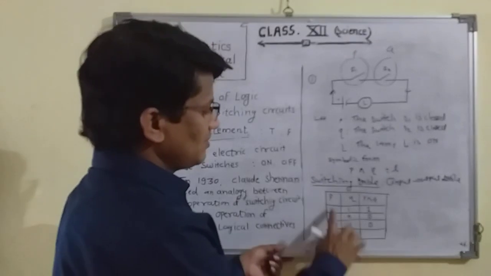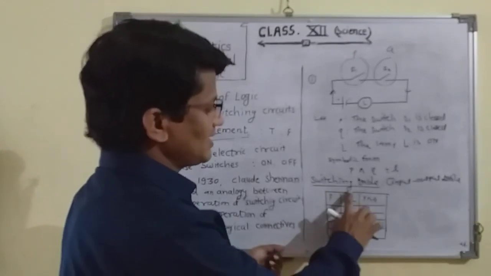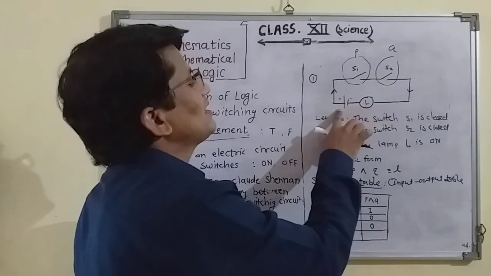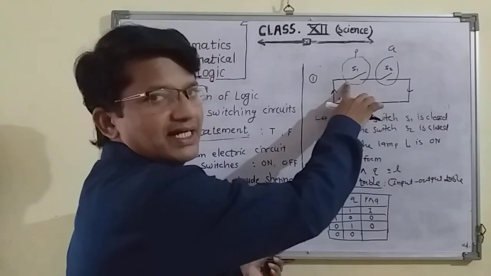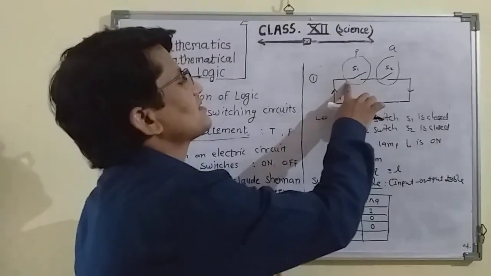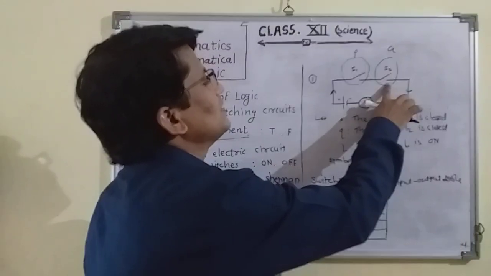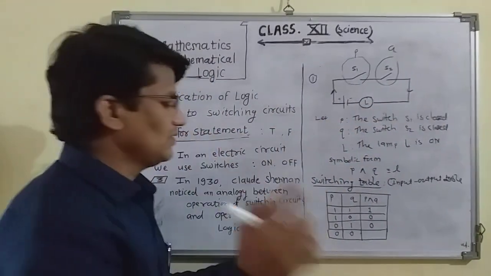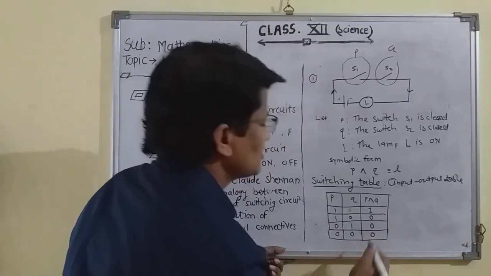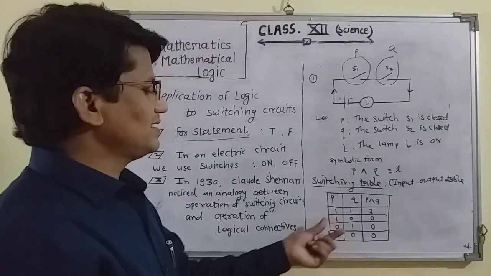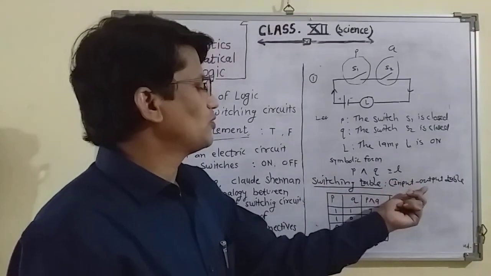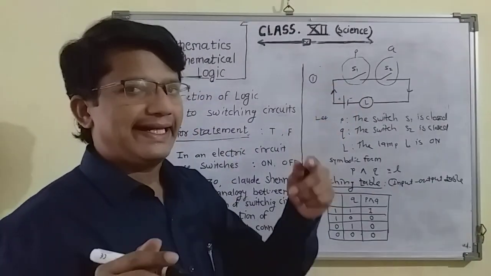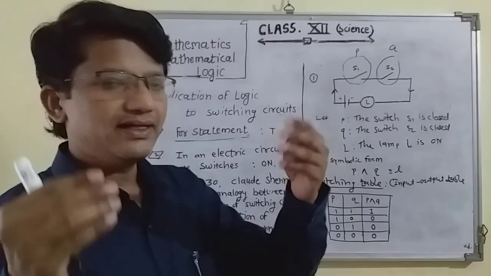Last condition, first situation 0, last is 0. This is open, this is also open. Current will come to this point, but this current does not pass through S1 as well as S2. In both conditions, the lamp does not glow, which means the last condition is 0. Okay, and this is the input output table for the two switches when they are connected in series.